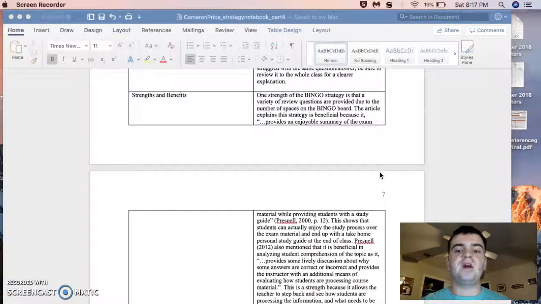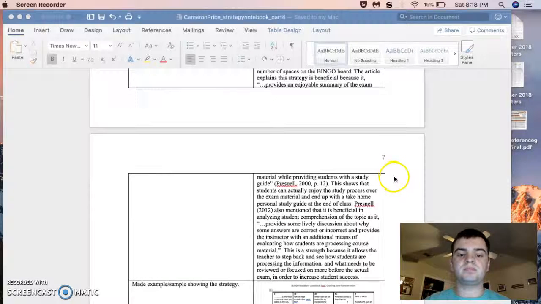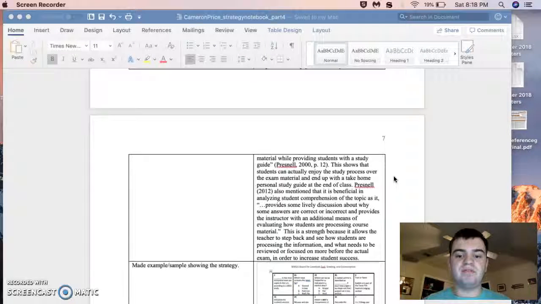Strengths and benefits. One strength is that because there are 25 questions, you can give a variety of review questions and provide different formats due to the number of spaces you have. Then the article mentions that students can enjoy the exam review while having the study guide, because they're in the game of bingo, so they're actually into it and leaning towards getting extra points. And so they're learning and having fun at the same time.